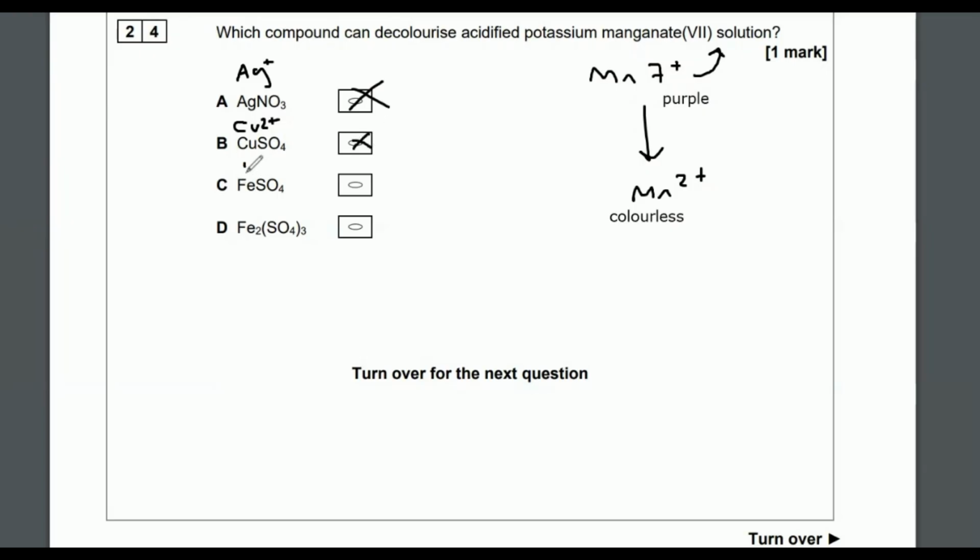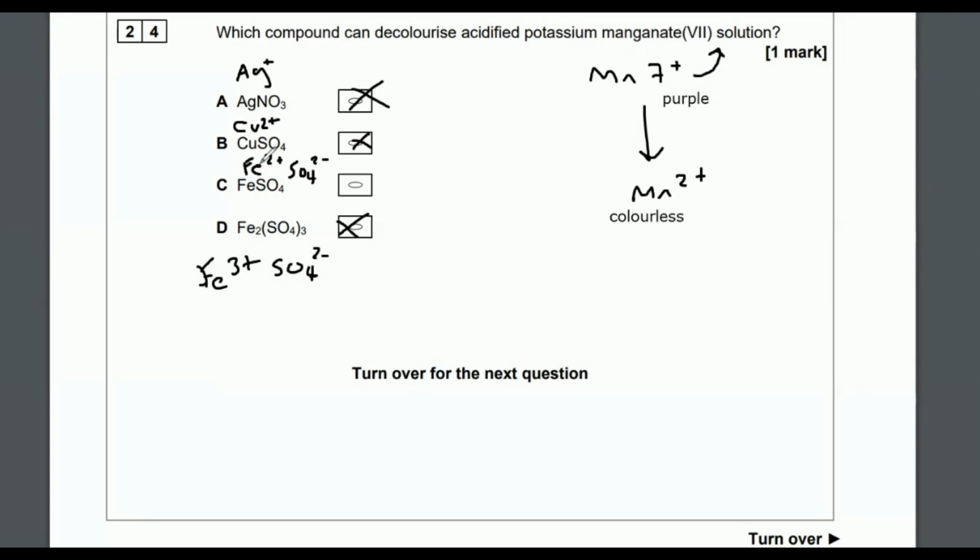Then we've got iron here. What state is this in? Well, sulfate ions are 2-, and we've got 3 of them, so -6, and we've got 2 of those irons. So here, iron's in a 3+ state. So iron in this 3+ state cannot give away any electrons. It's already given away its maximum amount of electrons, so it can't help out here.